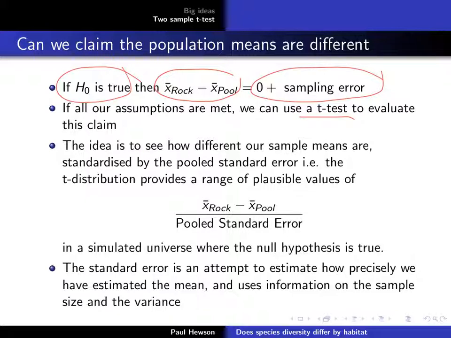And we could use something called a t-test to evaluate this claim. The idea of the t-test is that we take the difference in sample means, divided by a pooled standard error to give us something called a t-statistic. And our mathematical theory tells us how that t-statistic would behave in a world where the null hypothesis is true. So mathematical theory tells us if the null hypothesis were true, this is what the t-statistic you could get would look like.